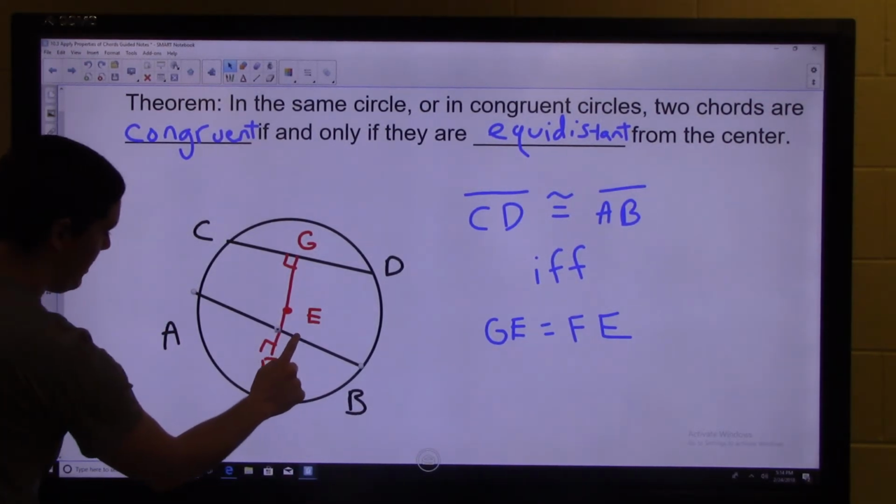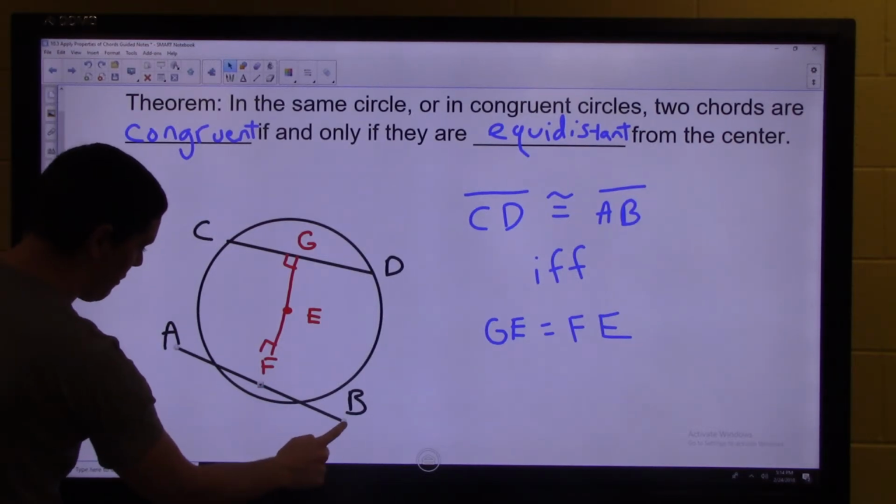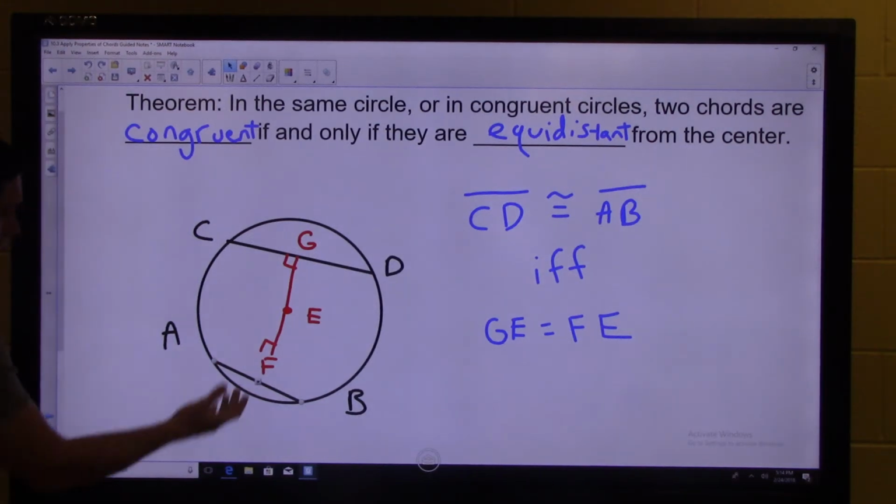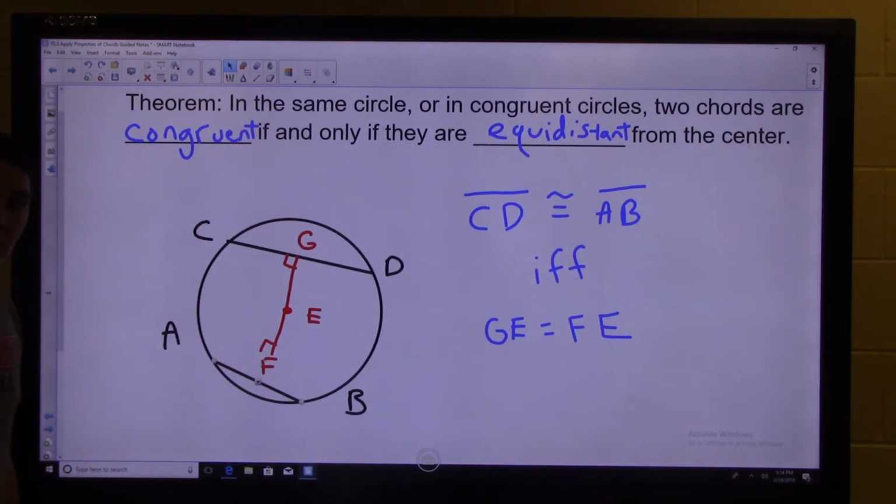All right, I could do the same thing going further away from it. So if I made this chord further away, I have to make that smaller. So hopefully you guys can tell now that obviously those two chords are not going to be the same length anymore. So in order for chords to be the same length, they have to be equidistant from the center. So hopefully that is clear.